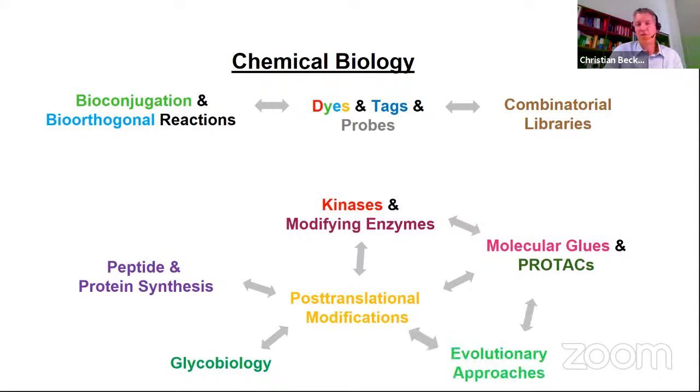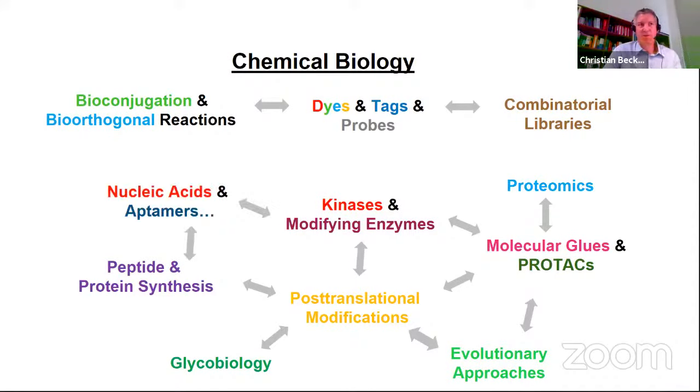and other systems. And to do so, of course, you need a variety of approaches, evolutionary approaches. You need proteomics to interrogate the system. And that topic will come up when Rolf will introduce the key speaker of our Life Science Tuesday. And of course, there's nucleic acids and aptamers, which are also covered in other sessions in this meeting.